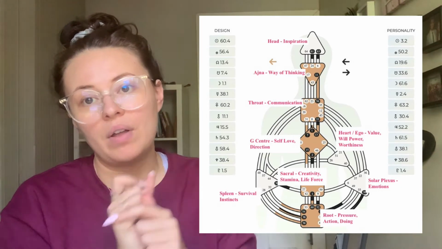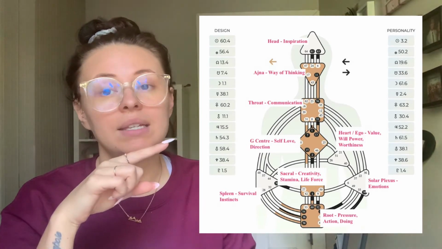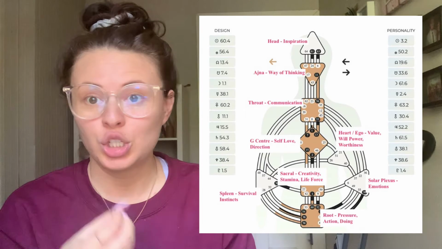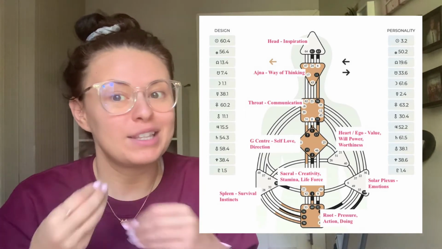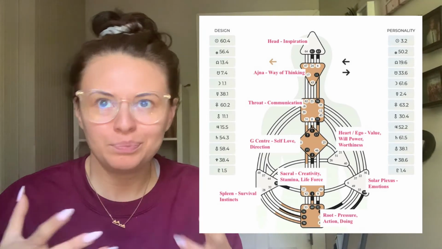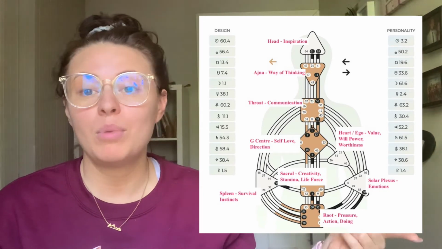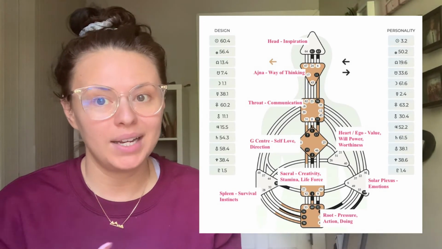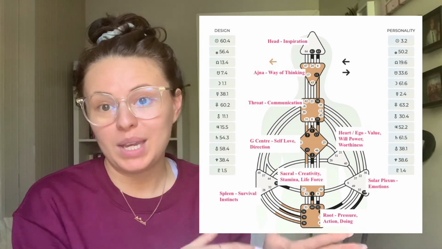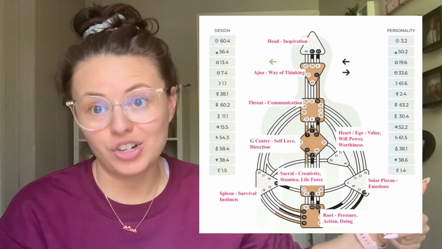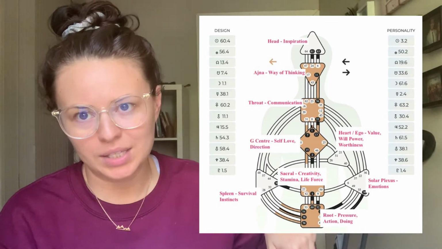Then we also have on this side the spleen, which is the survival, the instincts. So the fight or flight, that survival mode kind of energy. And then we have the solar plexus, the emotional solar plexus on the other side here, which, like I mentioned at the very beginning, there's an emotional authority, which is based on that energy center, but we all experience emotions.